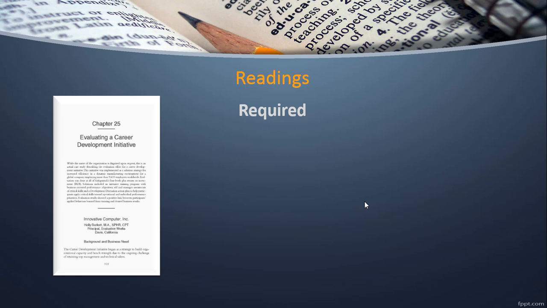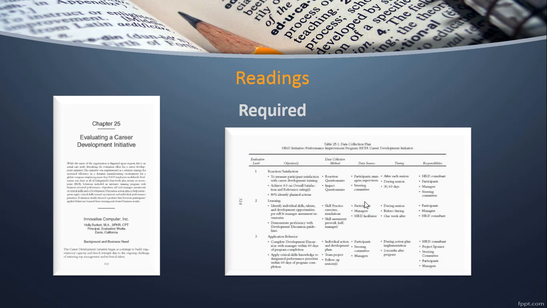Then the last piece of the required readings is Chapter 25. What you'll get out of this chapter is an example of the data collection plan, which is similar to the one you just submitted. Not exactly the same, because a responsibilities column you didn't have to worry about, and you did have to show what the measures of success were for the training.